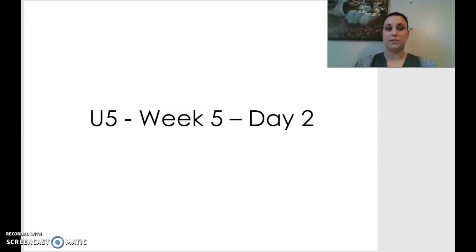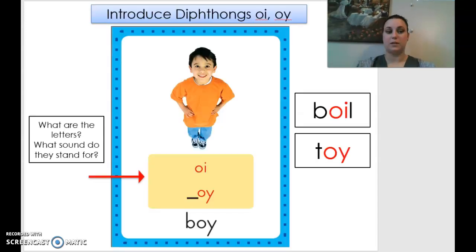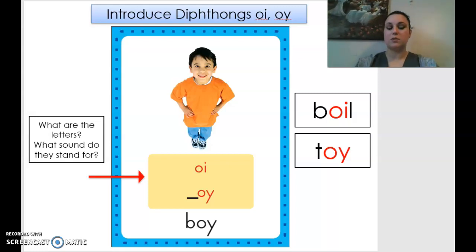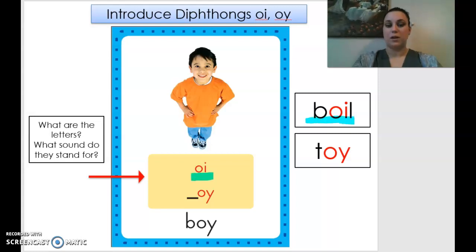Right, first graders, this is day 2 of our oi sound Phonics PowerPoint. Yesterday, we learned that the boy card says oi. We have two spellings for the oi sound. We have O-I, like in the word boil, and we have O-Y, like in the word toy. Once again, boy card says oi.